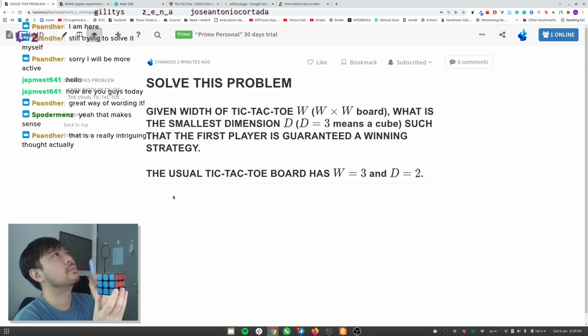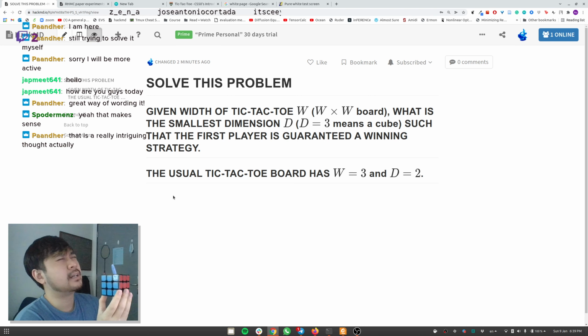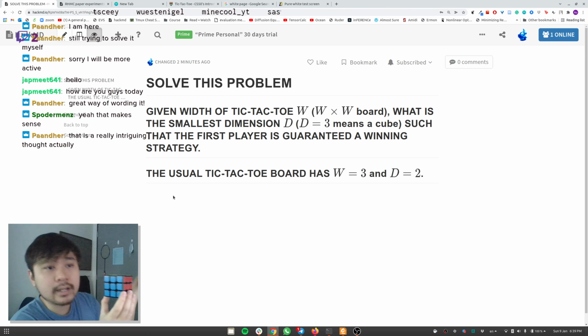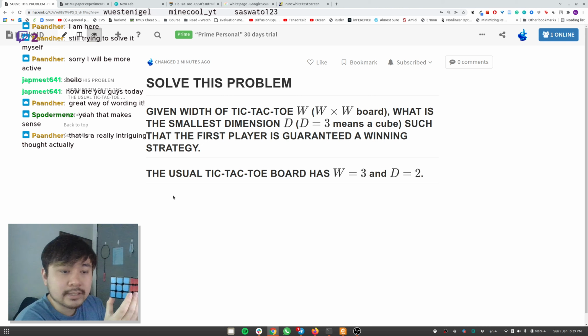if your opponent blocks one of them, let's say this one, and then let's say you just play another square, and then it blocks, he is forced to block something, and then you can play another square. Does it make sense?